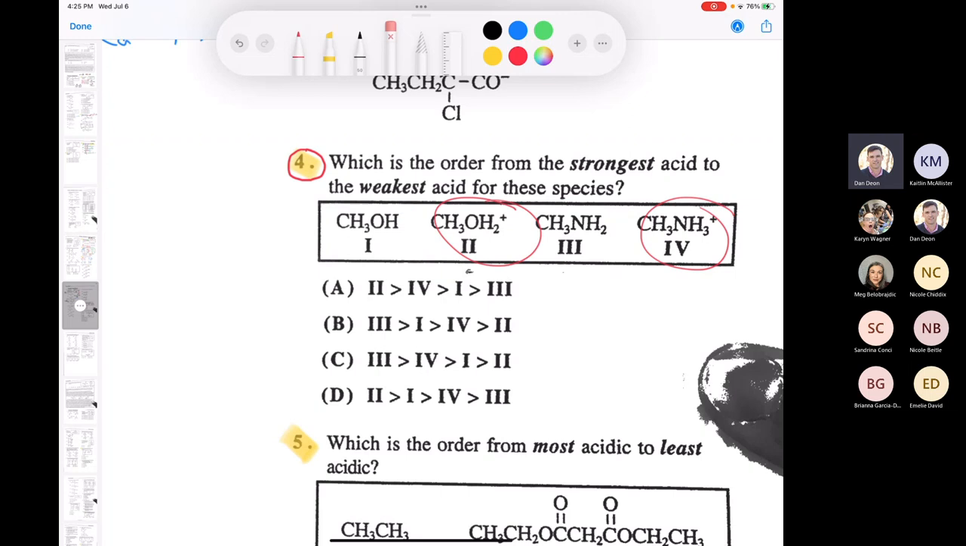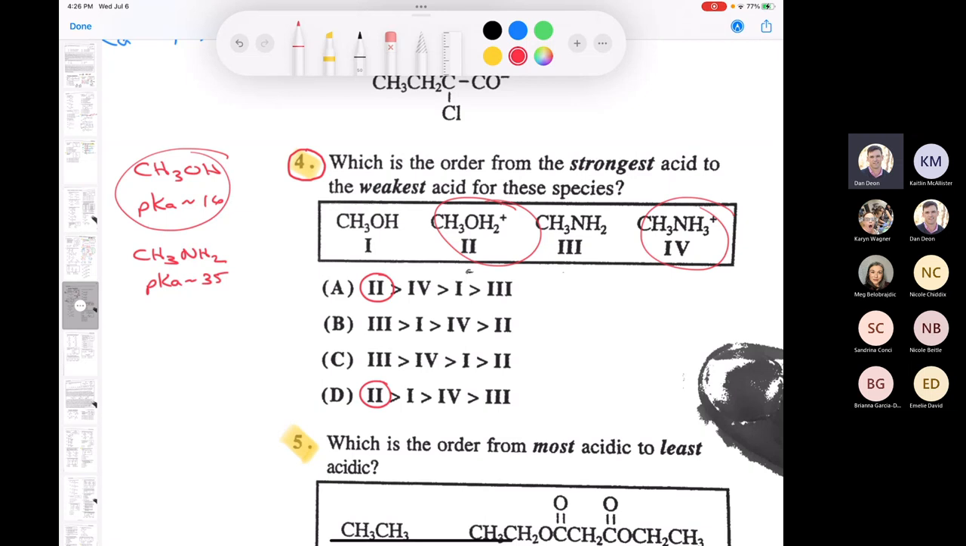Now, there's a couple of ways you could solve this. You could go with the pKa of the conjugate base and say whichever one is the weaker base is going to have the stronger acid. That would work. What I'm saying is, you could compare the pKa of methanol, which is around, let's say, 16, and then compare that to the pKa of methylamine, which has a pKa of around 35. So if this is a weaker base, its conjugate is going to be a stronger acid. So two must be the strongest acid. That's one way you could do it.